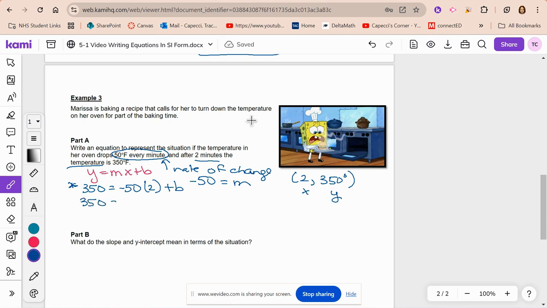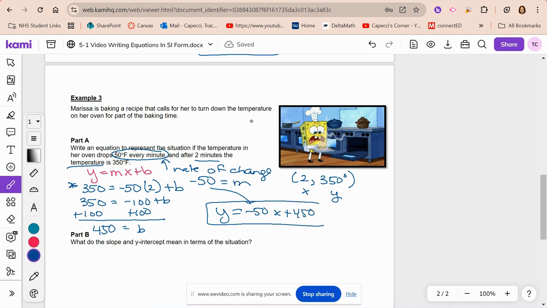So 350 is equal to negative 100 plus b. I add 100 to both sides. And I have b is equal to 450. So my equation of my line is y is equal to, remember my m is negative 50, x plus 450. That's my y-intercept right there.